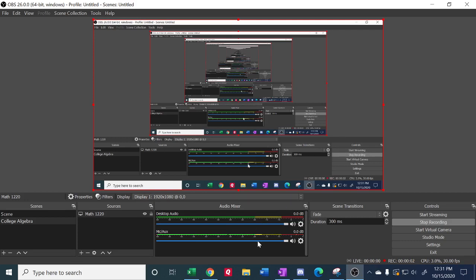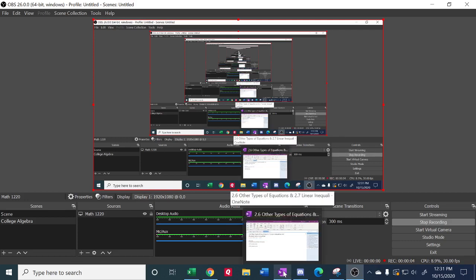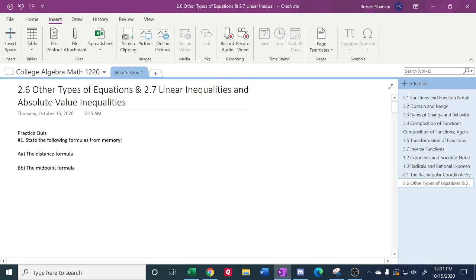Recording has started, and I take you to the practice quiz. First two problems. State the distance formula and the midpoint formula from memory.